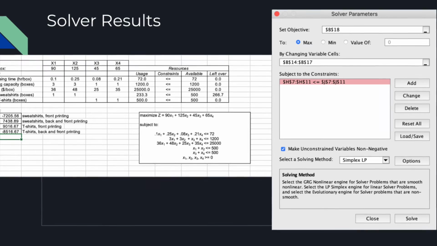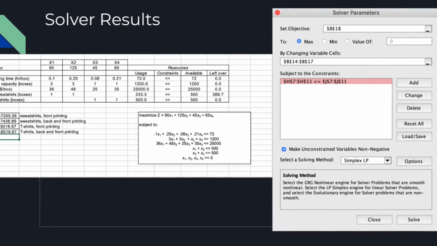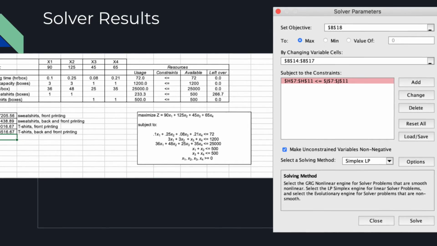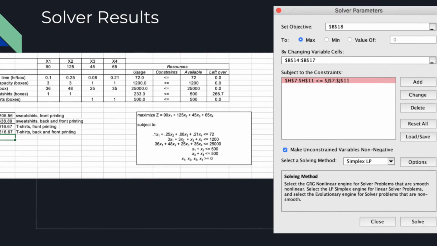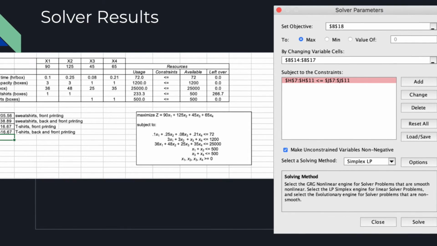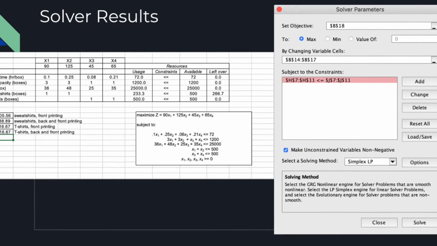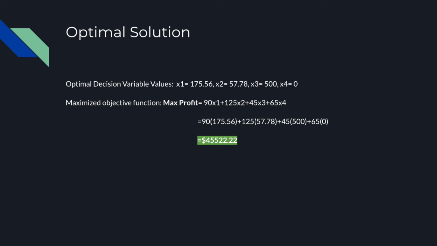As you can see on the right side with the solver parameters, we have set objective is cell B18. That's the profit that we're set to maximize by changing variable cells B14 through B17, that's X1, X2, X3, X4, like I just explained. Our constraints, we have all the formulas in there that I just explained. And yeah, that's pretty much it for this. On to a summary of the optimal solution.